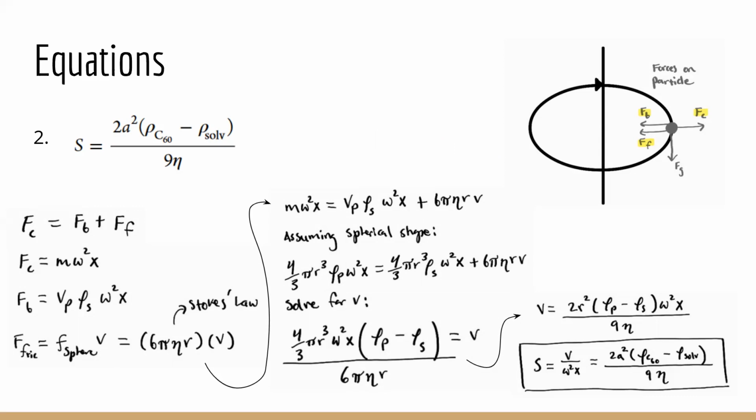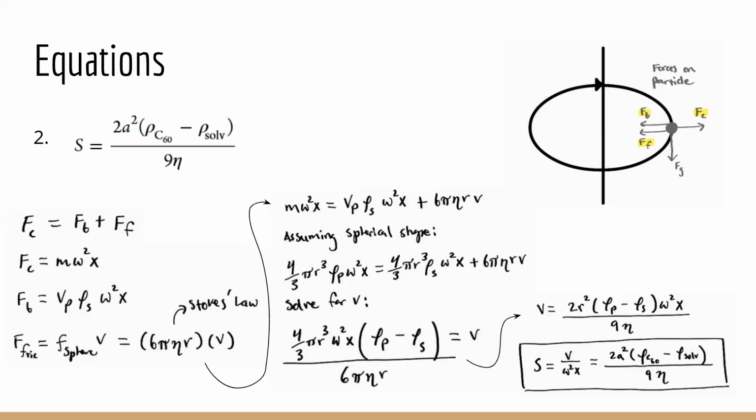From our equations, we know that the frictional force, assuming spherical shape, is equal to 6 pi eta times the particle radius and velocity, and the centrifugal force equals the particle's effective mass times the centrifugal acceleration, which is the angular velocity of the rotor squared times x, the distance of a particle to the rotor axis. Then the centrifugal buoyant force is equal to the particle's volume times solvent density times the centrifugal acceleration. After plugging all of that in, we can substitute 4/3 pi r cubed for the particle volume since we are assuming spherical shape, and then solve for velocity. And finally, we know that velocity over the centrifugal acceleration equals the sedimentation coefficient.